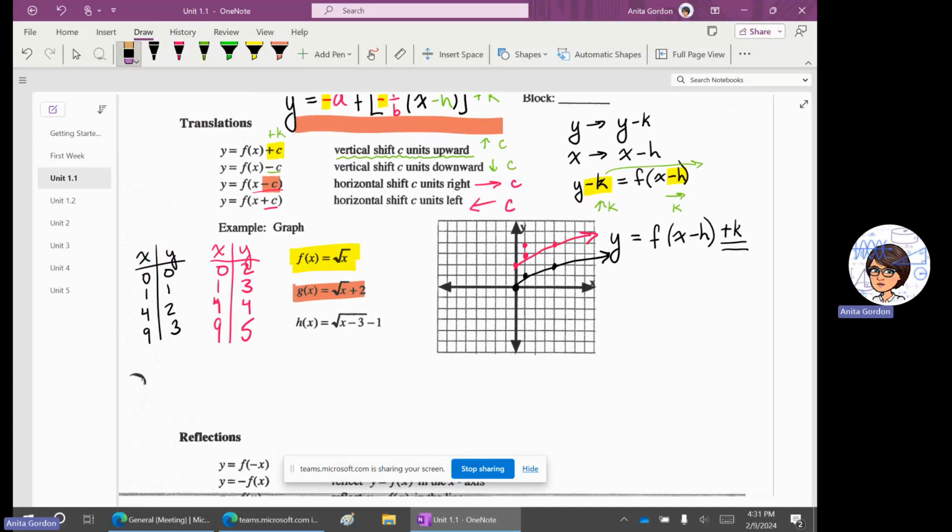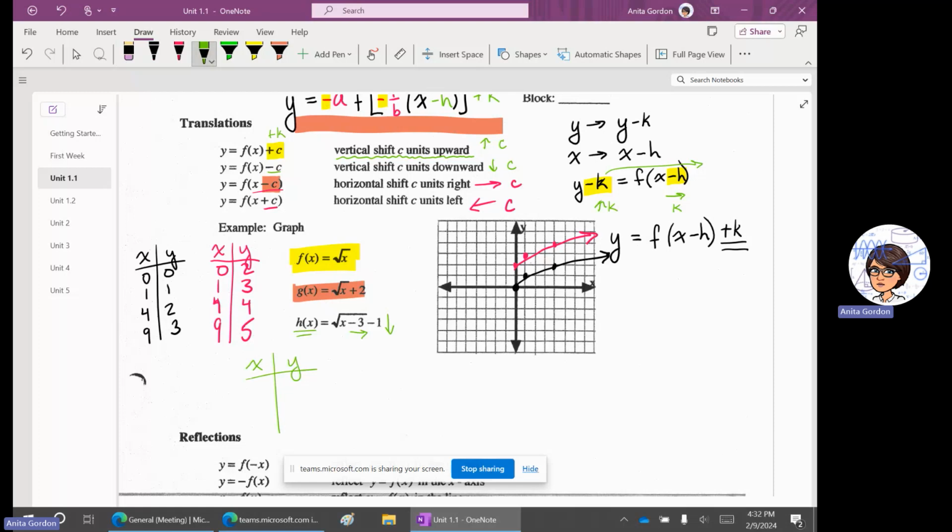There is my transformed function. I've raised the function by 2 points. I haven't done anything to the x because it's still square root x, but I've added 2. Now, if I do my h transformation, I have new points. I am moving my x to the right 3 points, and I am moving my graph down 1 point.